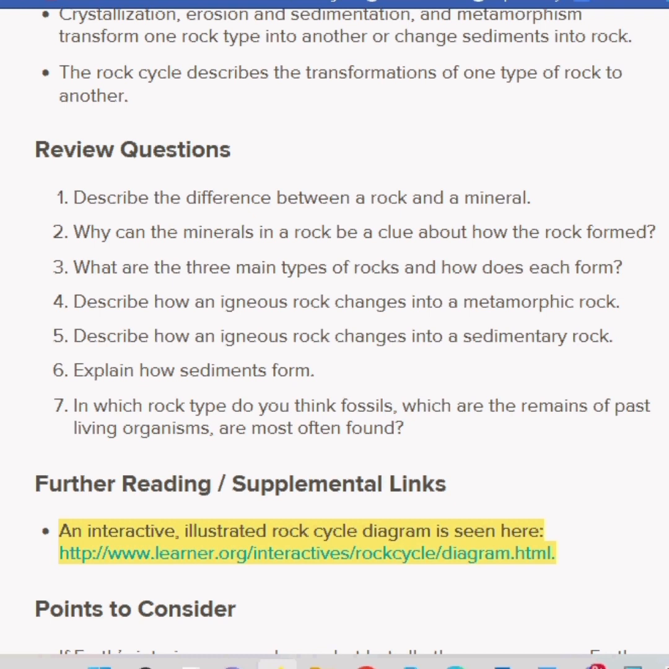Number 7, in which rock type do you think fossils, which are remains of past living organisms, are most often found?